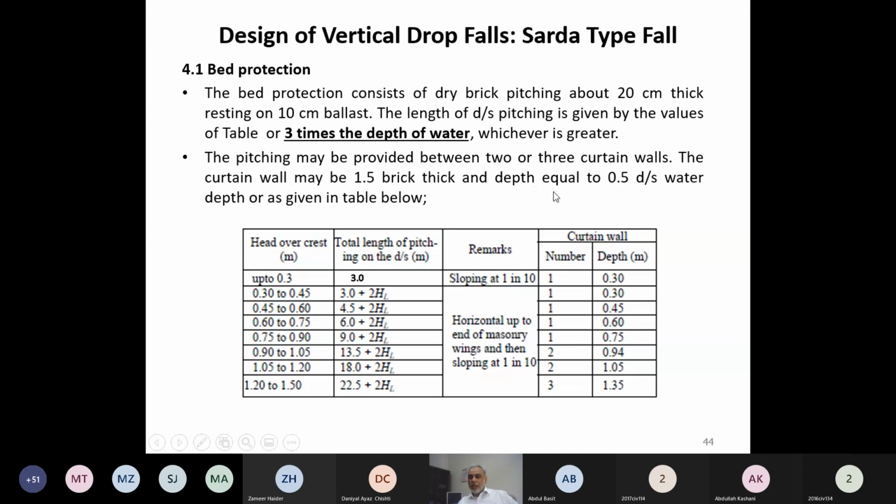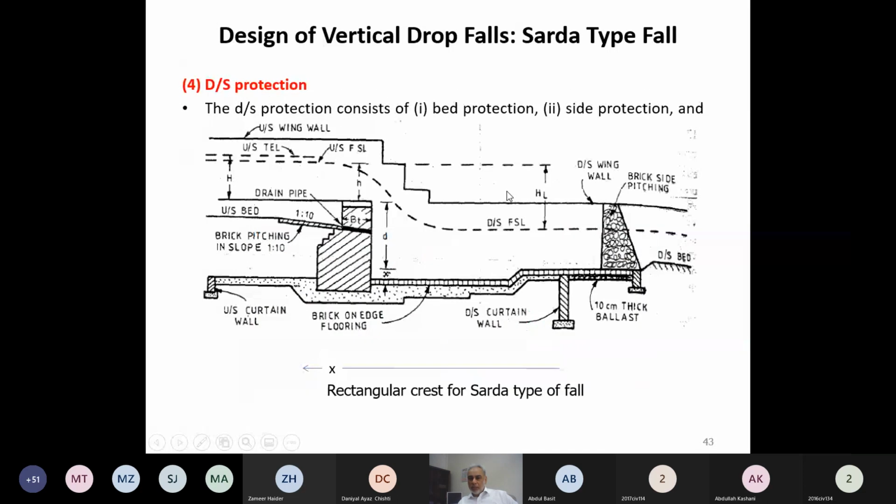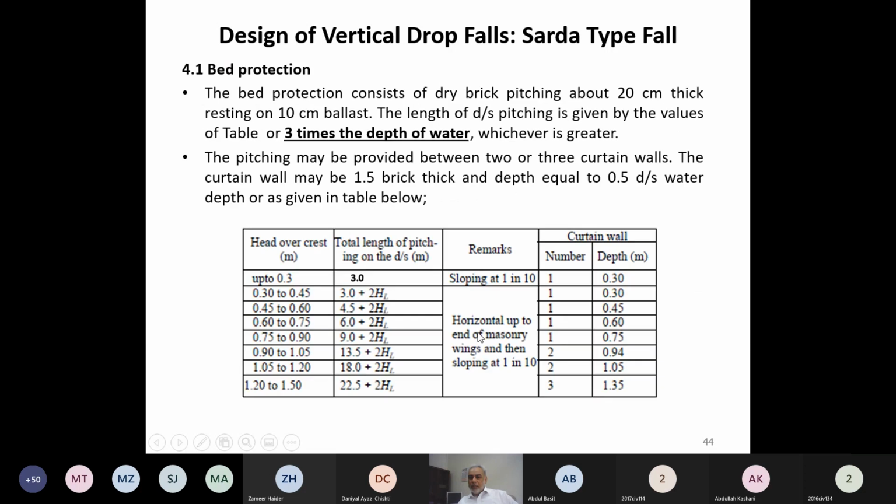In addition to this, we need to provide some curtain walls. So these are the curtain walls. At least 2 curtain walls are always required, one at the end of the concrete floor, one at the end of the pitching. But more curtain walls will be required when this bed pitching is longer. So that is mentioned over here. At least one curtain wall will be required at the end, up to head of 0.9 meter. But when head is more than 0.9 meter, 2 curtain walls, and when head is more than 1.2 meter, 3 curtain walls will be required. And this tells you how much should be the depth of those curtain walls.